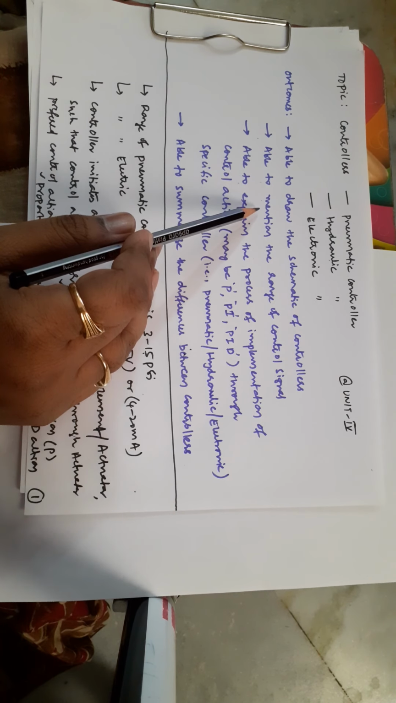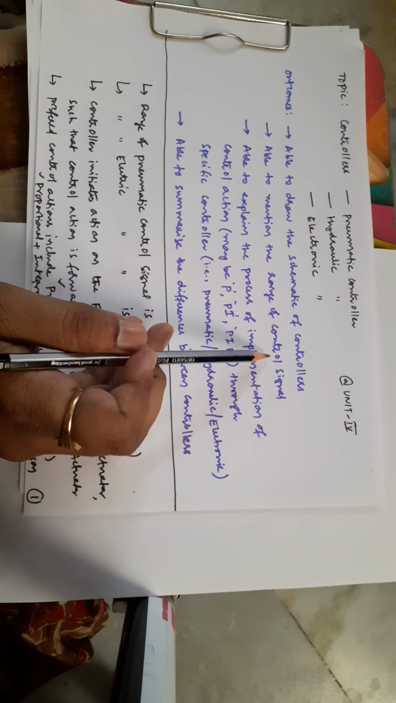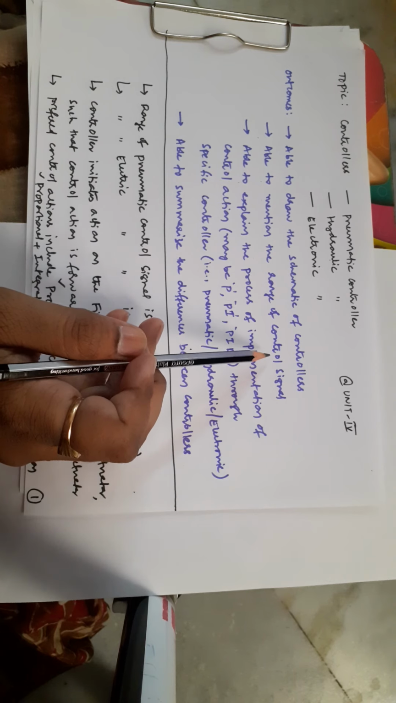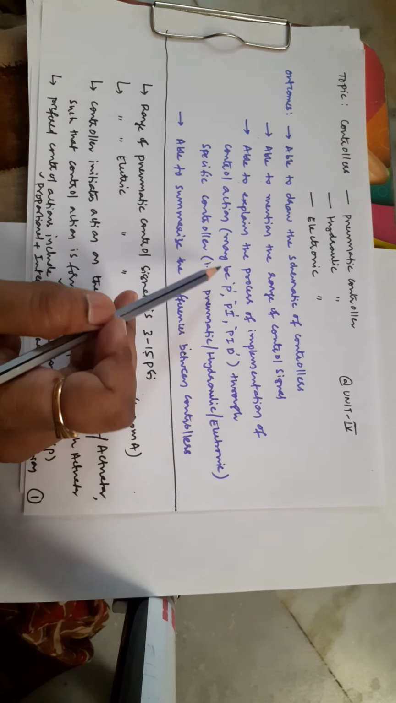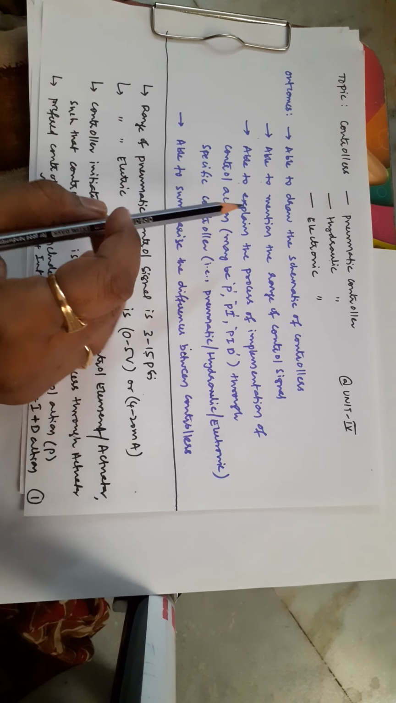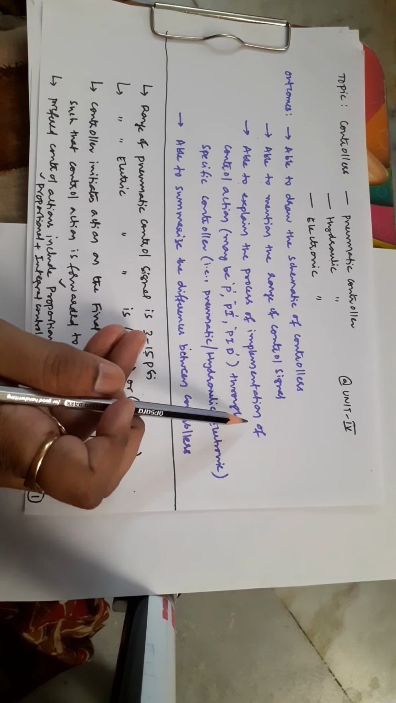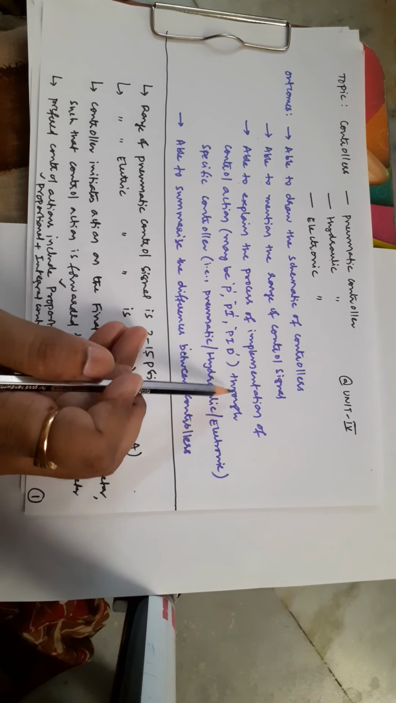Similarly, you will be able to mention the range of control signal. Whenever it is a pneumatic signal, what is its range? 3 to 15 psi. Whenever it is an electric signal, maybe 0 to 5 volts or 4 to 20 milliamperes. Similarly, another outcome is that you will be able to explain the process of implementation of control action, maybe P, PI or PID, through a specific controller.